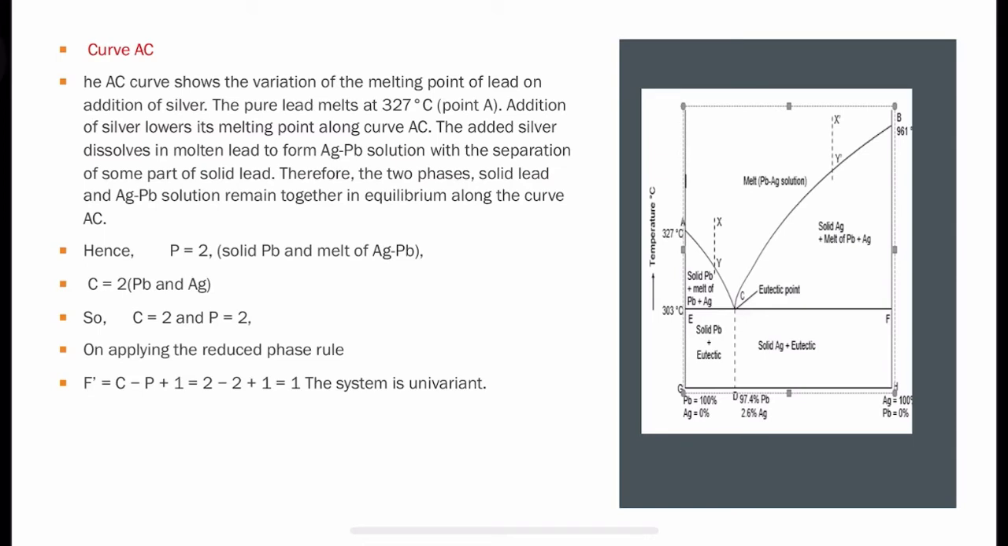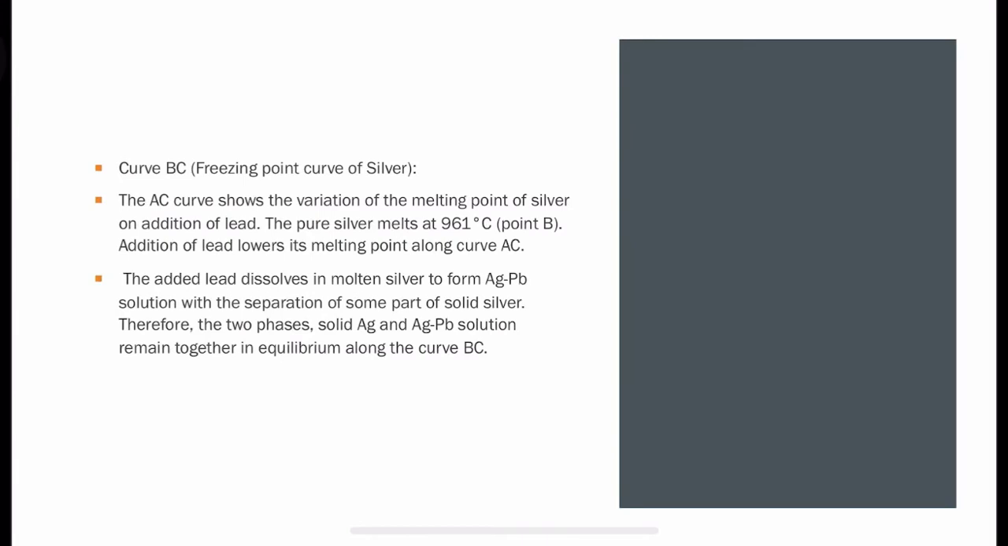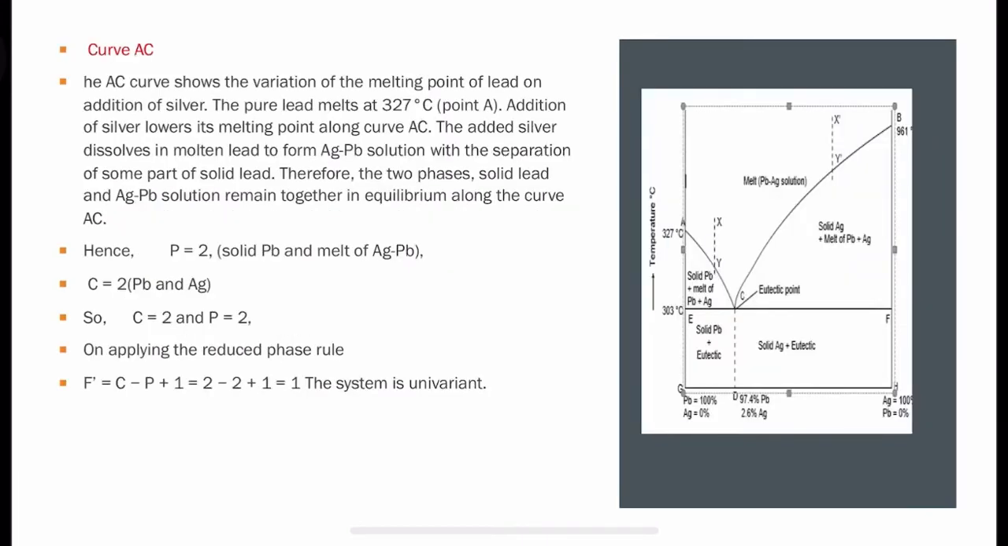So what does that mean? What is univariant? That means either temperature or composition must be fixed to define the system. Moreover, I can tell you one thing: curve AC is called the freezing point curve of lead, right?